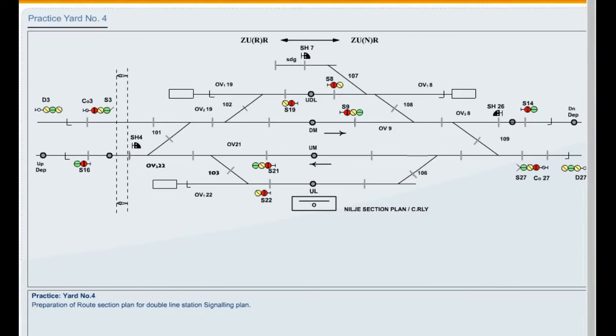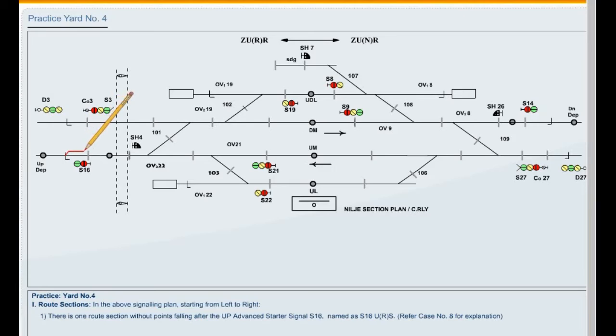(4) Preparation of route section plan for double line station signaling plan. Route sections. In the above signaling plan, starting from left to right, there is one route section without points falling after the up advanced starter signal S16, named as S16URS. Click on case number 8 for explanations.